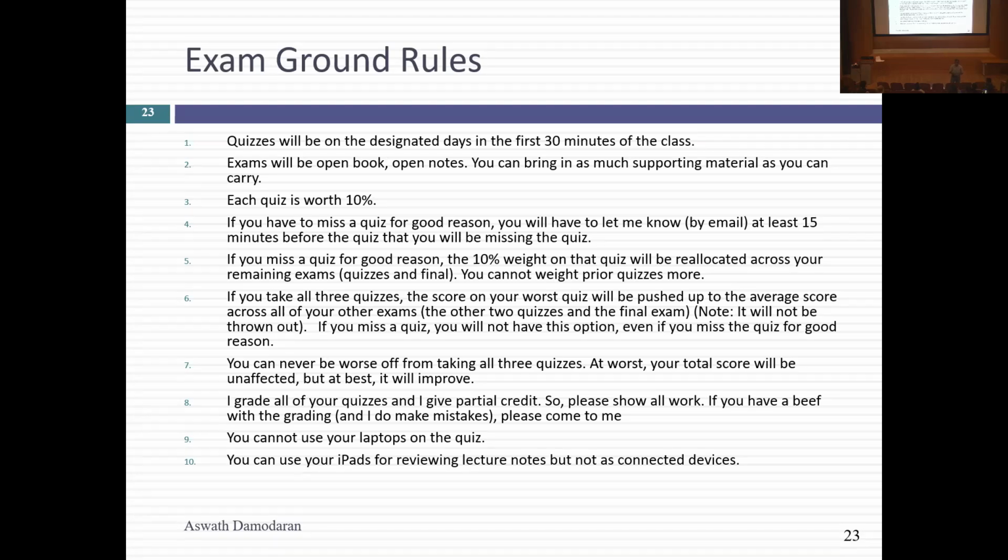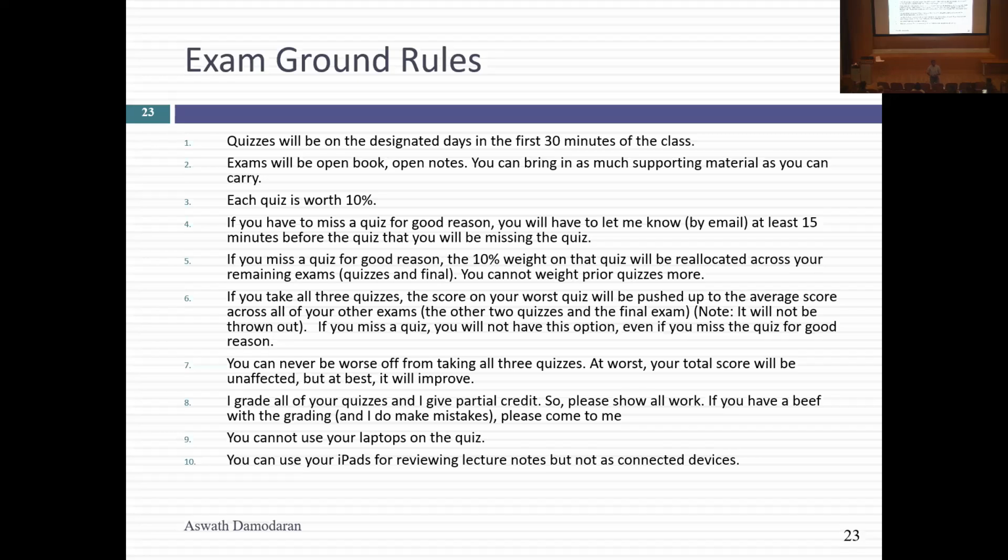So factor that in. But if you take all three quizzes, there's a bonus, which means your worst quiz will not get counted towards your score. I'll reweight all of your other exams and take the worst quiz out. So basically I take the average. So let's, as an extreme example, let's say you get 10, 10, 0, 30. You just completely blew it on the third quiz.